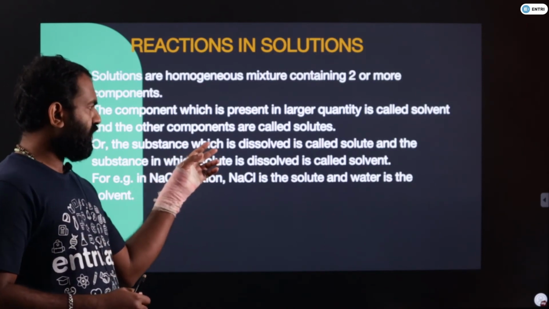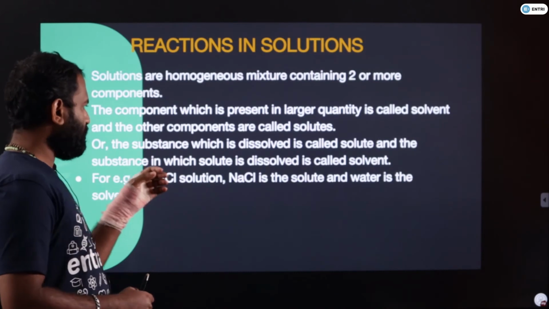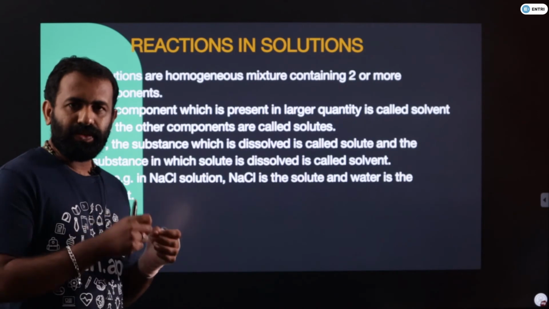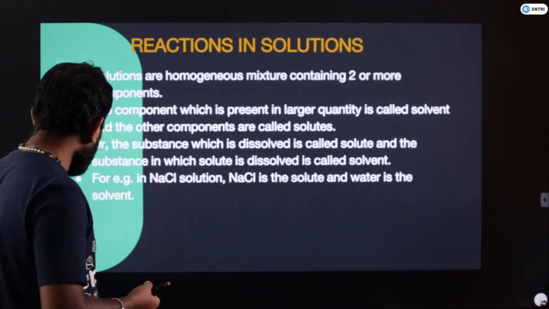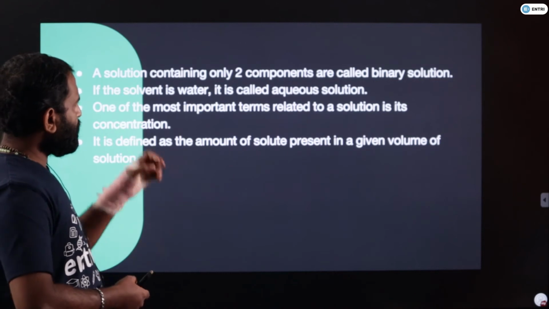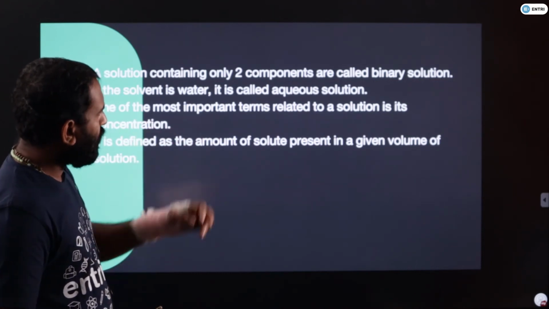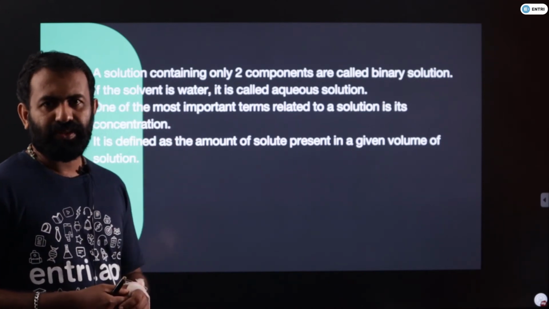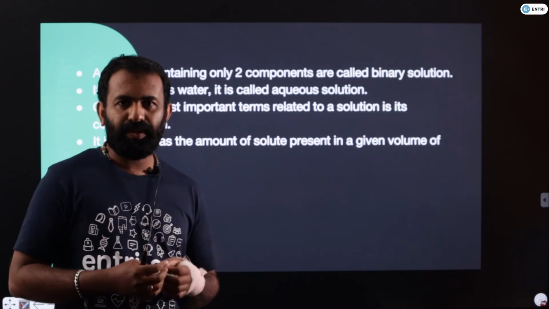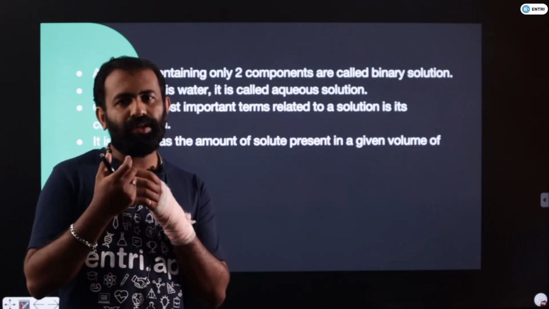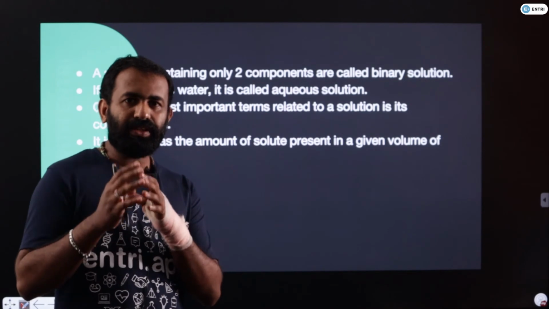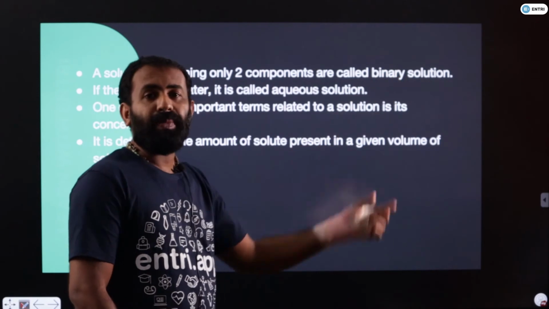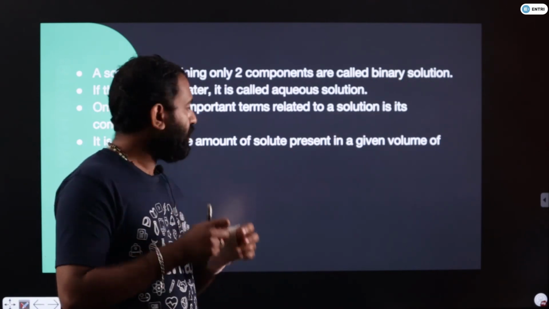The substance which is dissolved is called the solute, and the substance in which the solute is dissolved is called the solvent. Suppose in sugar solution, sugar is the solute and water is the solvent. A solution containing only 2 components is called a binary solution, and if the solvent is water, it is called an aqueous solution. An aqueous solution of methanol means the components are methanol and water. An aqueous solution of ethanol means ethanol and water. So, 2 components we can term a binary solution.